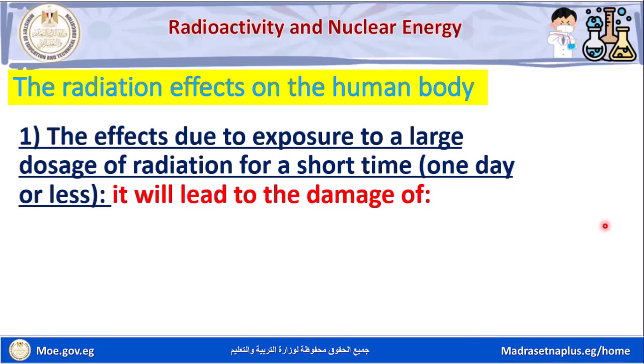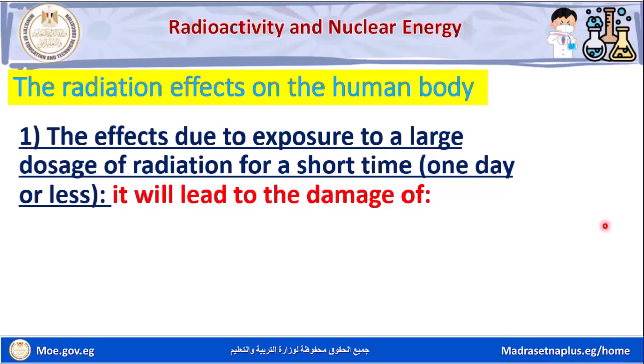The effects of radiation on the human body differ in the amount of radiation and the duration of exposure to the radiation. These effects can be divided into 2 groups. Number 1, the effects due to exposure to a large dosage of radiation for a short time, 1 day or less. And number 2, the effects due to exposure to a small dosage of radiation for a long time, months or years.